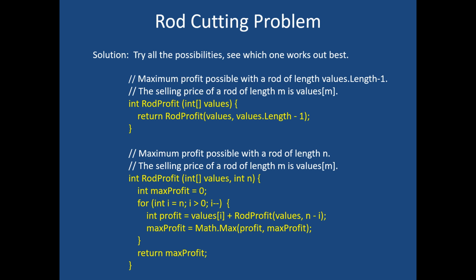look at every possible cut I can make. I can let i be n, which means I'm going to sell the whole rod, or I can let i be n minus 1, which means I'm going to cut off n minus 1 meters, sell that, and see what I can do with the 1 meter that's left. Or I'm going to cut off n minus 2 meters, and continue like that.